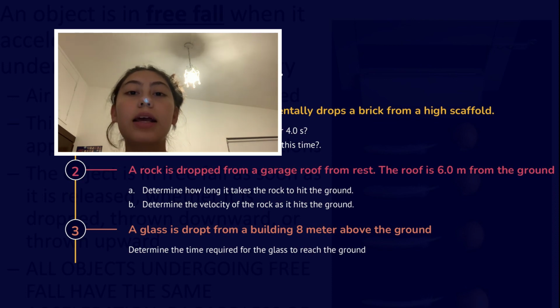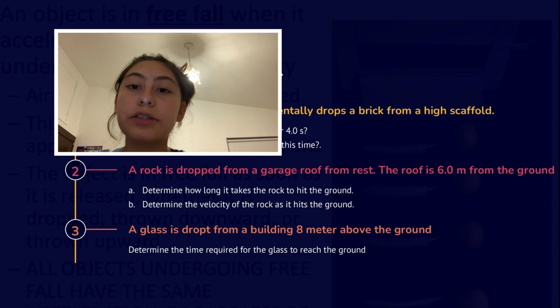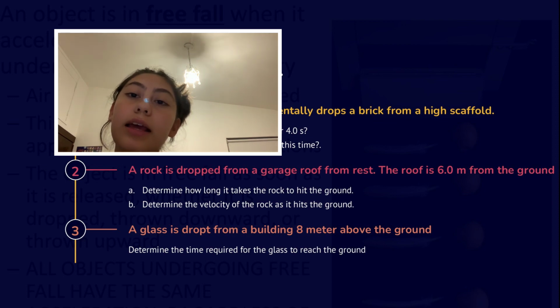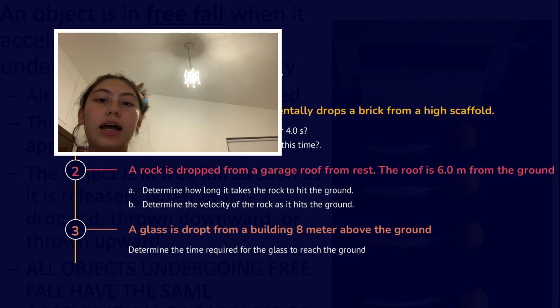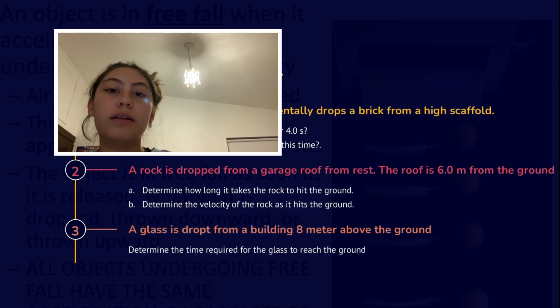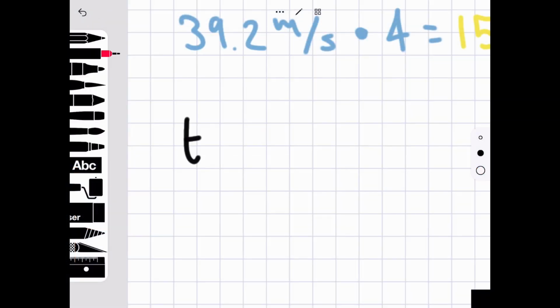In the second one, a rock is dropped from a garage roof from rest. The roof is 6 meters from the ground, and we need to determine how long it takes the rock to hit the ground and the velocity of the rock as it hits the ground.